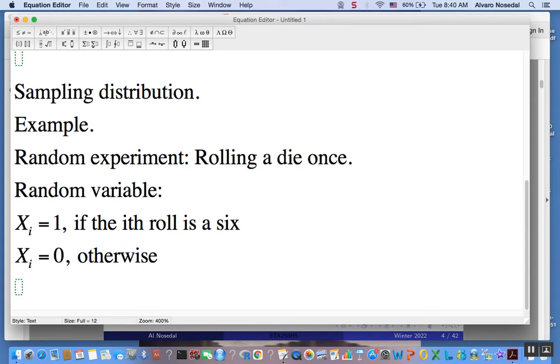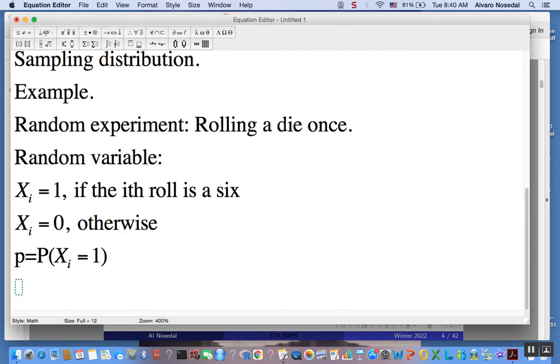Now let p be defined as the probability of seeing a 6. So this is our probability of success, if you will. Clearly, xi is what we call a Bernoulli random variable. Another way of thinking about a Bernoulli is as a particular case of a binomial when n equals 1.